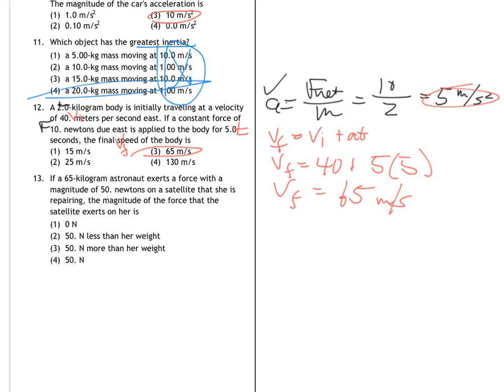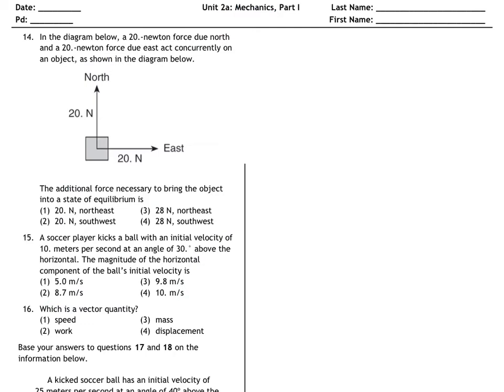Okay, number 13. If a 65 kilogram astronaut, I'll just label that mass, exerts a force with a magnitude of 50 newtons on a satellite that she is repairing, the magnitude of the force that the satellite exerts on her is, oh, this is a Newton's third law question. Newton's third law says that every force has an equal and opposite reaction force. So if she puts a force of 50 newtons on the satellite, then the satellite puts a force of 50 newtons on her.